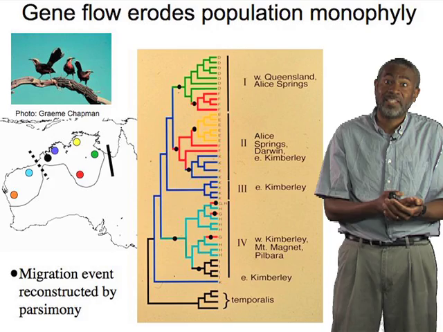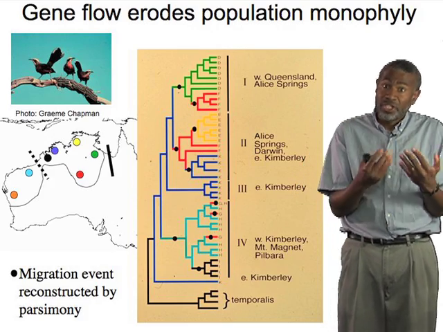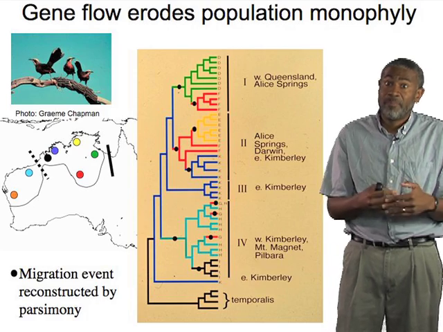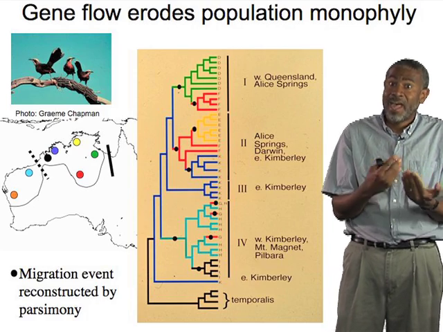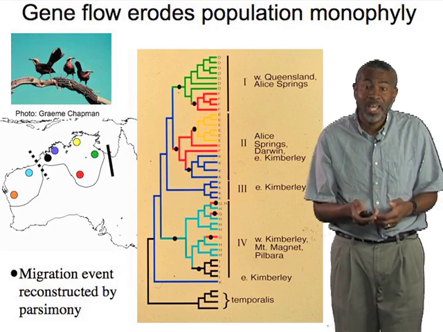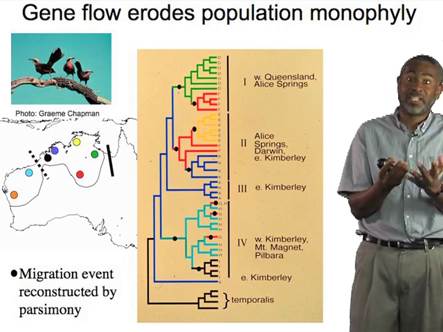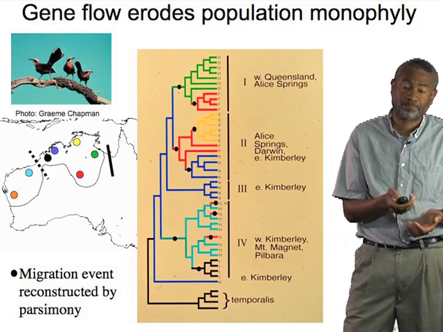In this particular case, gene flow seemed like the best explanation, and we can use our S statistic to estimate Nm, or the amount of gene flow between these populations. And of course, this gene flow will erode the monophyly, the distinctness of each population.